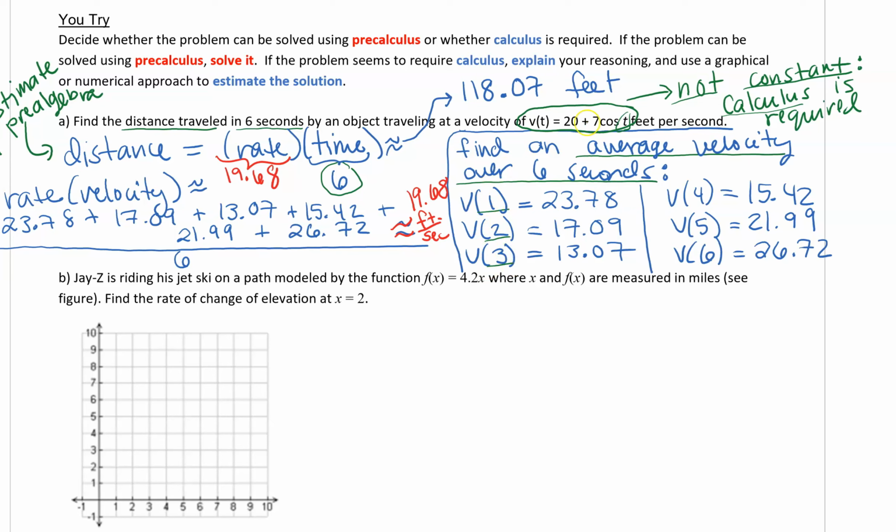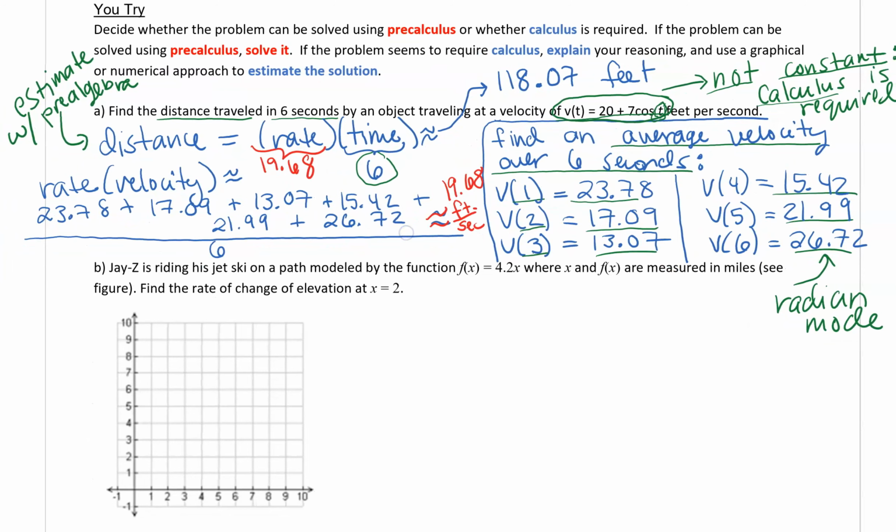I plugged each number into this equation. Make sure you're in radian mode. That's one thing you need to know for calculus: if you're using a trig function, we need radian mode when we're plugging in values for t. Anyway, I plugged them in and got a few velocities. So here was the velocity at 1 second, 2 seconds, 3 seconds, etc. I got 6 different velocity values. Again, you could have used more if you wanted to. And then I just added them up and divided by 6.